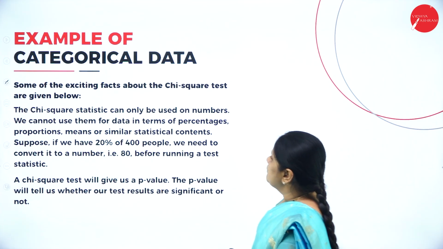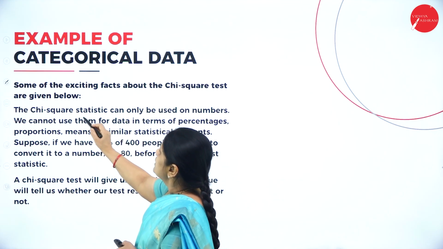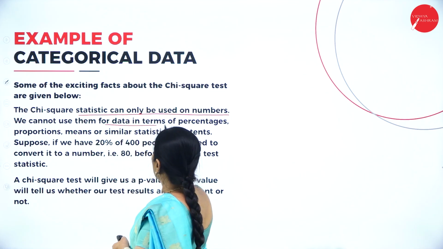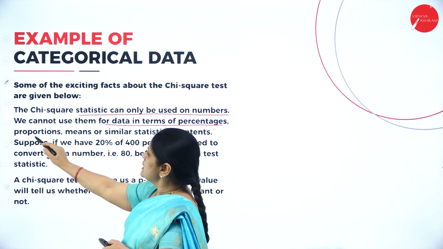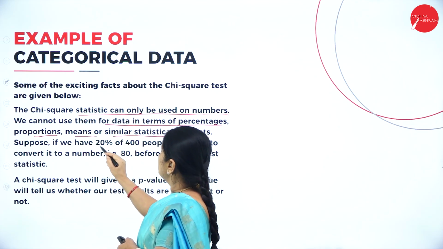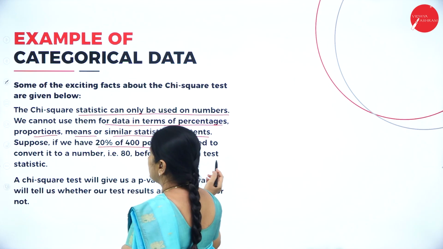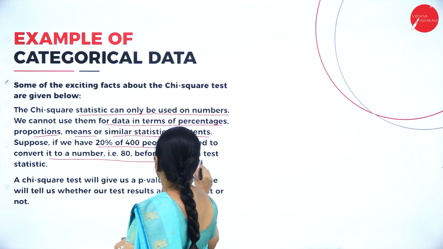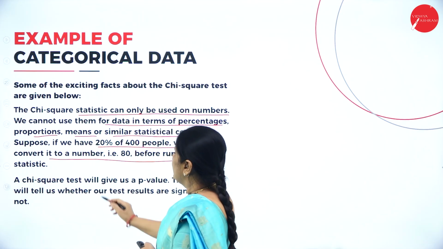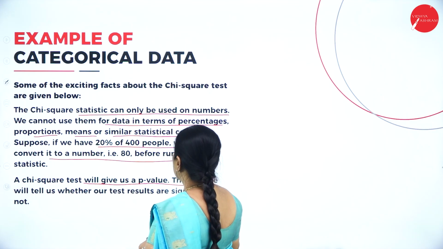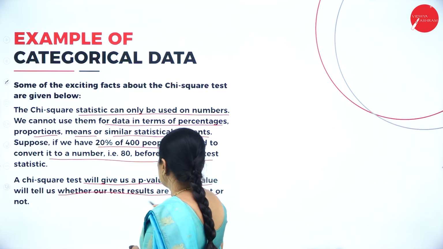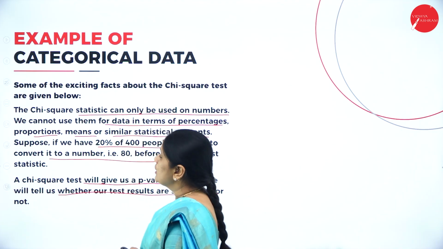Some exciting facts about the chi-square test. The chi-square statistic can only be used on numbers. We cannot use it on data in terms of percentages, proportions, means or similar statistical contents. Suppose we have 20% of 400 people, we need to convert it to a number, that is 80, before running a test statistic. A chi-square test statistic will give us the p-value. The p-value will tell us whether the test results are significant or not.